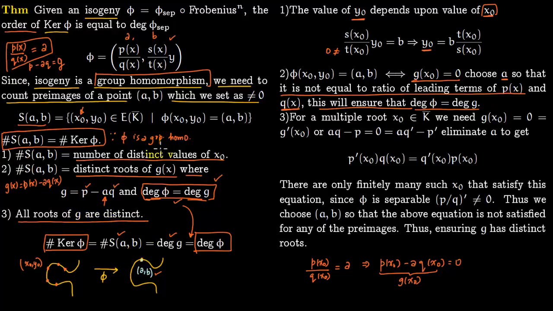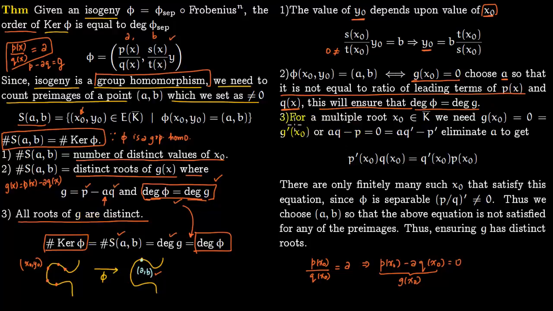So first of all, we have made a choice here so as to show that a is not equal to the ratio of leading terms of p(x) and q(x), and we will make another choice of a, b so that the roots of g are distinct. So when are the roots of g not distinct? And then we will rule out the possibility of roots of g being not distinct.